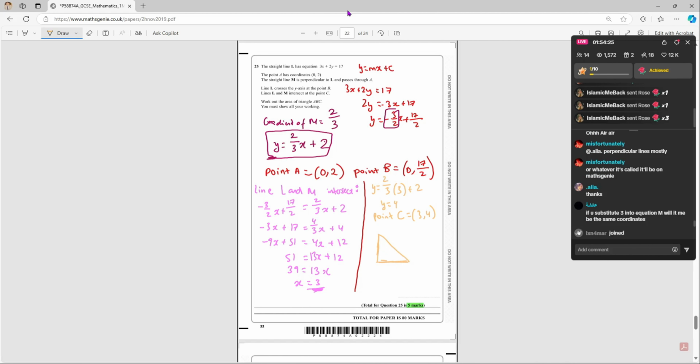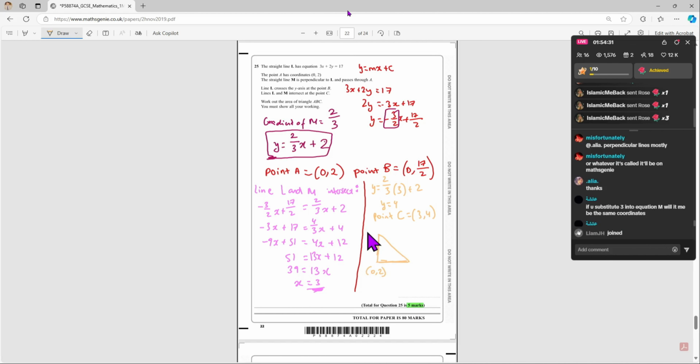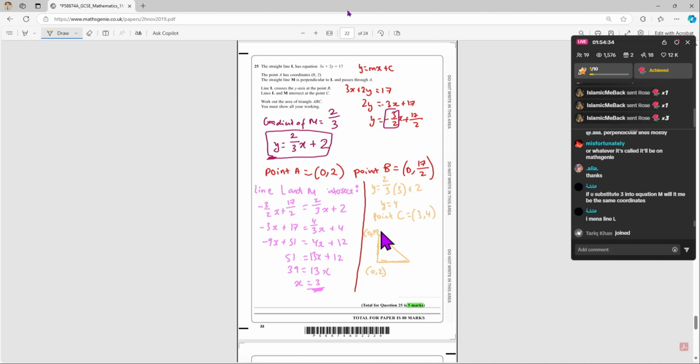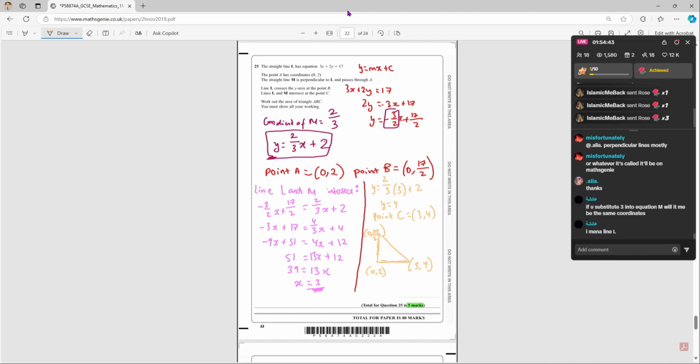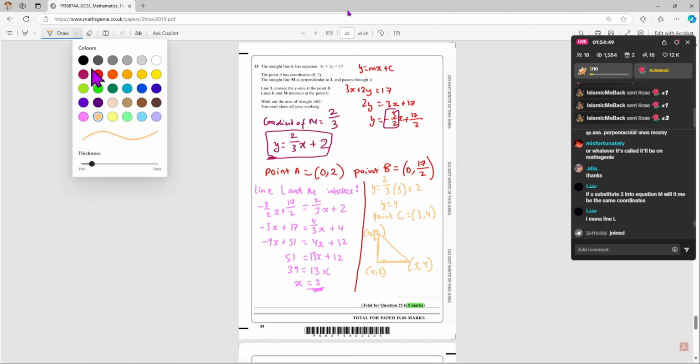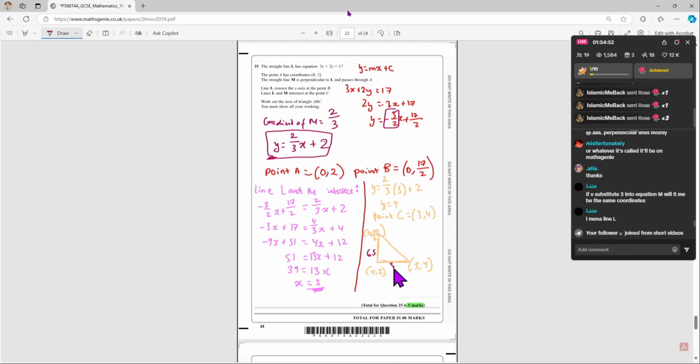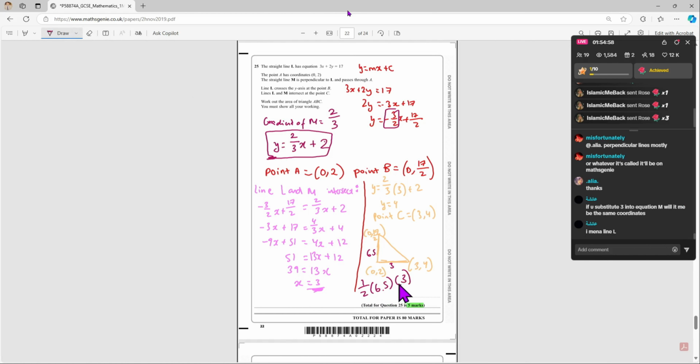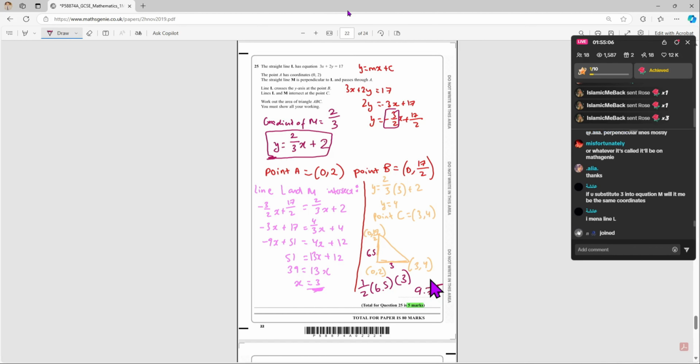So imagine this is going to be (0, 2) over here. There's going to be (0, 17/2), and over here it will be (3, 4). And then you know that the x-coordinate is going to be 3. That's going to be our base, and our height is going to be 6.5. It's going to be half times 6.5 times 3, which will give you the area of your shape, which is going to be 9.75. And that will be your final answer, 9.75.